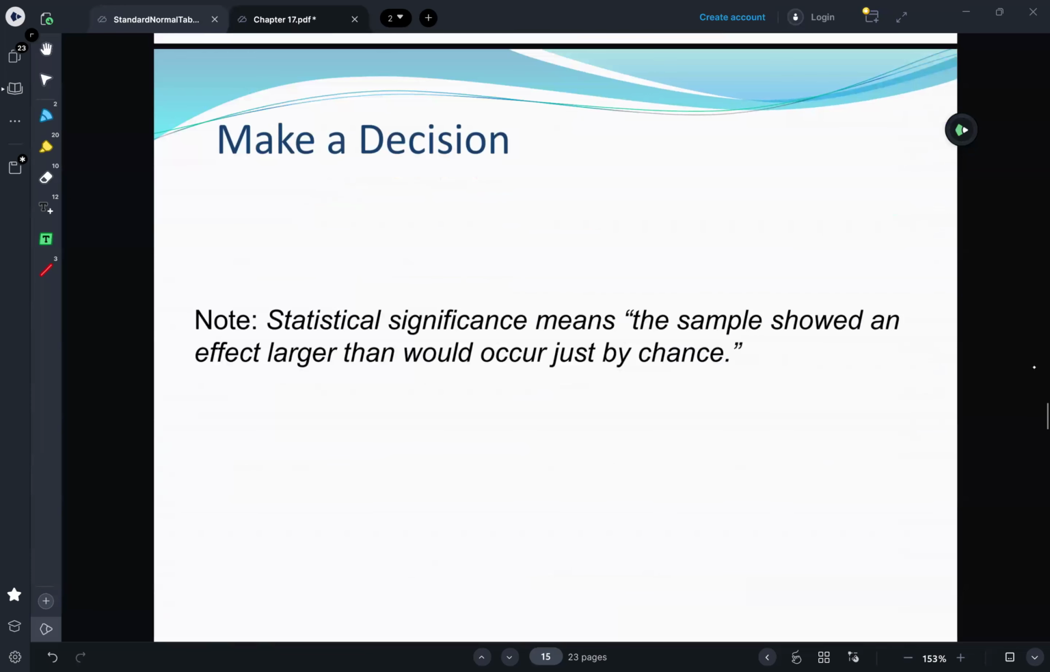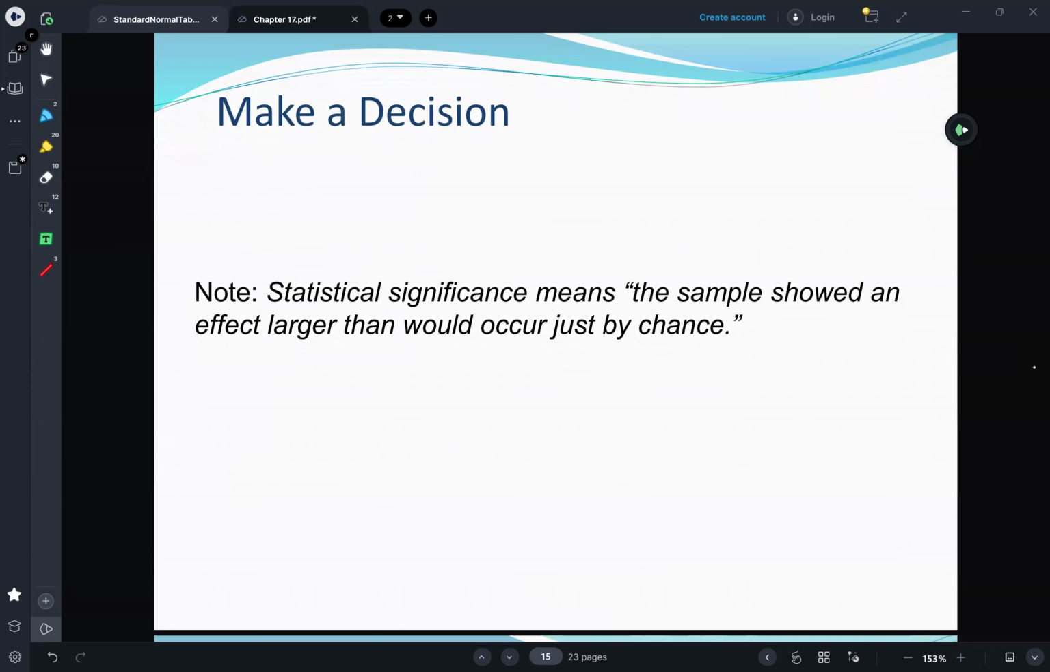Right, so statistical significance. It means the sample, that's the data that you went out to collect to get that test statistic, showed an effect larger than would occur just by chance. So it means it wasn't just a fluke, it means that there was strong evidence to reject the null hypothesis. If it just happened by chance, it would be just random, but statistical significance means that we do have an effect, and the sample shows that the effect is larger than what occurred just by chance.